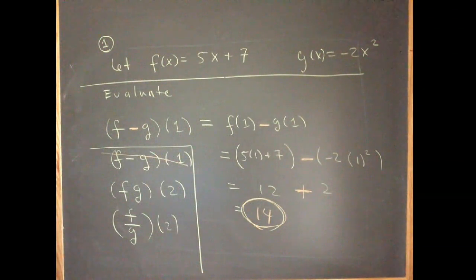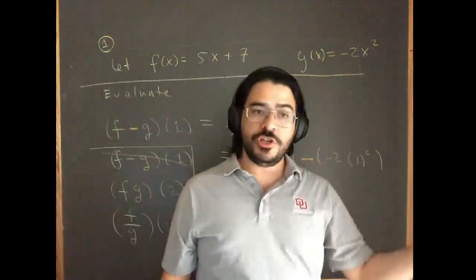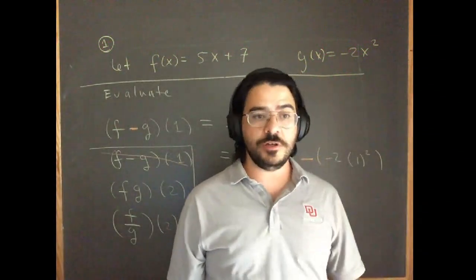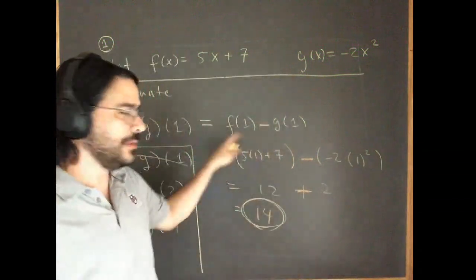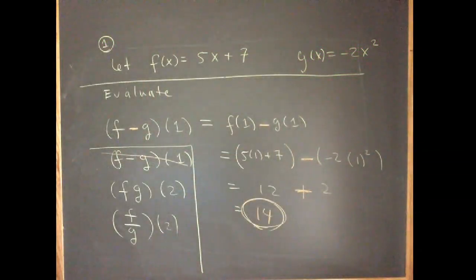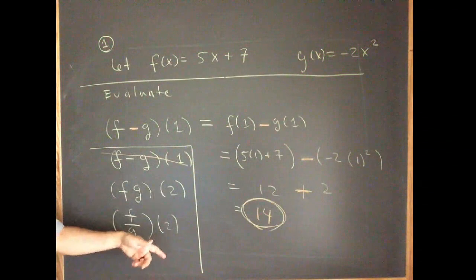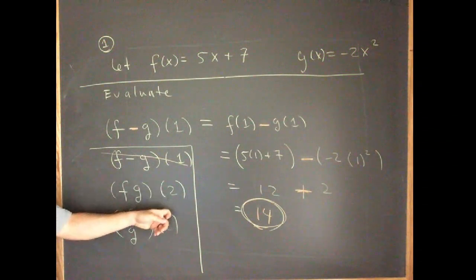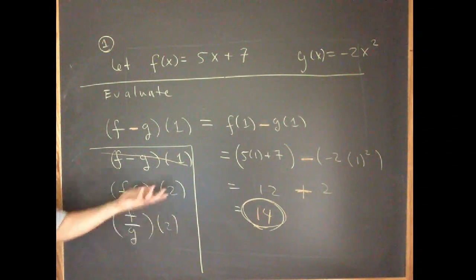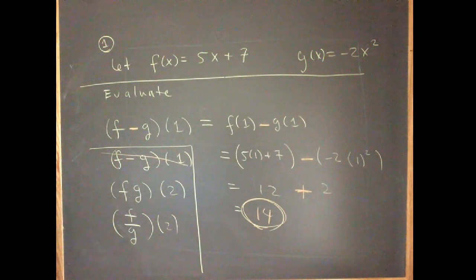F minus g at 1. And you could do f over g at 1 and f times g at 1, and it'd be a similar sort of thing. You would just replace this operation, okay? But now let's change it so that we're plugging in at 2. And again, Wilson, here I'm just making up the 2. It could have been whatever number. It's just part of the problem here.